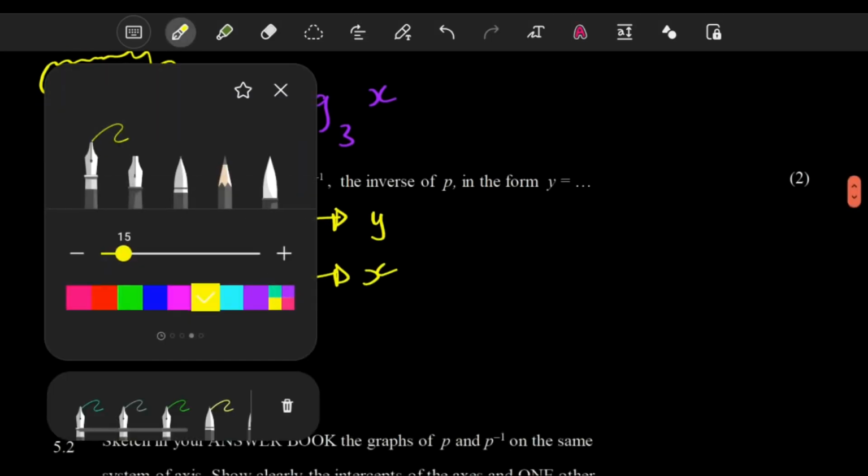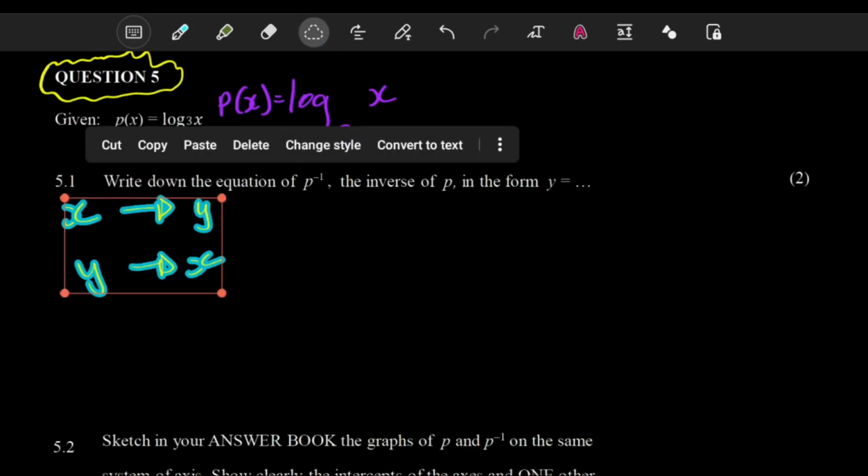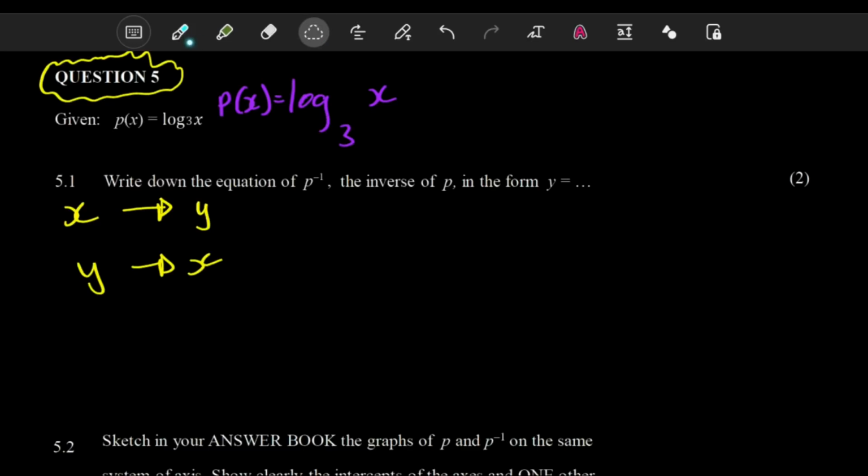So where P of x is, you're going to have P of x here, that's y. So you're going to replace that with x, and then you're going to have log with a 3 there, and then y over here.